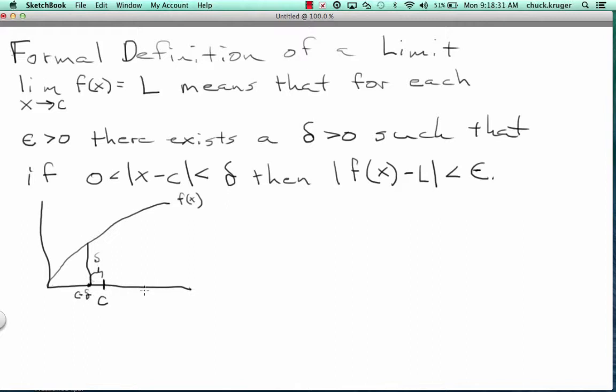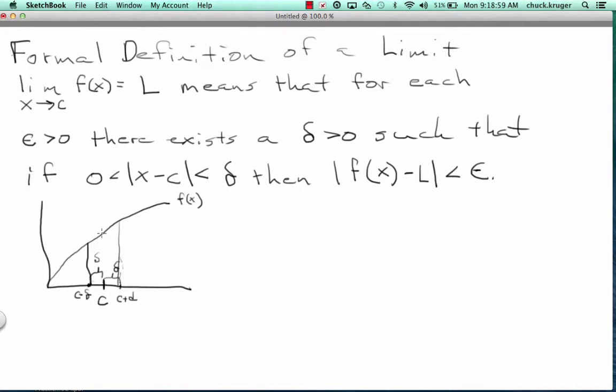Now, I could be approaching c from the right. Well, this distance from the right, I will also call delta, whether I'm approaching the left or the right. So this part right here is c plus delta. And they're going to have values on f of x. So I'm going to draw a line here.